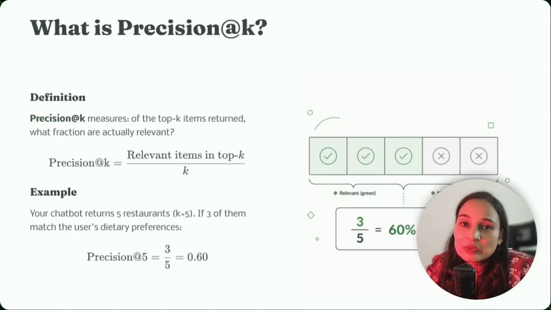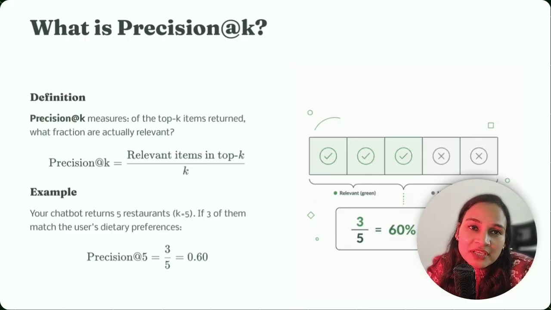Now let's understand closely what precision at K stands for. Precision at K measures, out of the top K retrieved items or retrieved chunks, what fraction is actually relevant. Let's say we have returned 5 knowledge chunks, out of which only 3 are relevant. So precision becomes 3 out of 5, that is 60%.